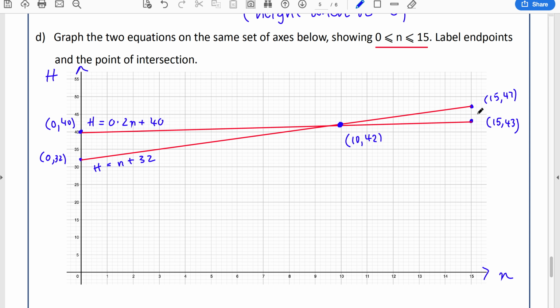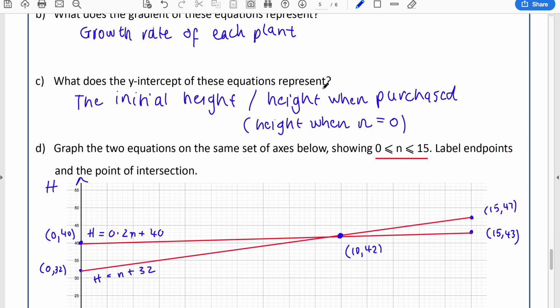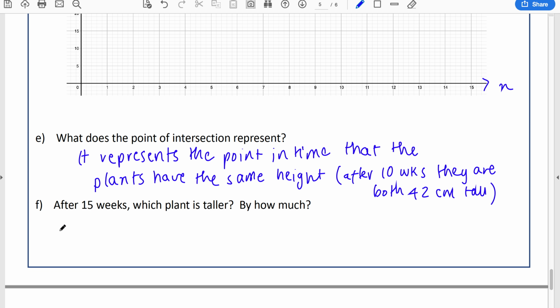So if we have a look at this last section, after the 15 weeks, this plant here, which was the N plus 32, the N plus 32 is our Swiss cheese plant. So I can say that it is the Swiss cheese plant that is taller.